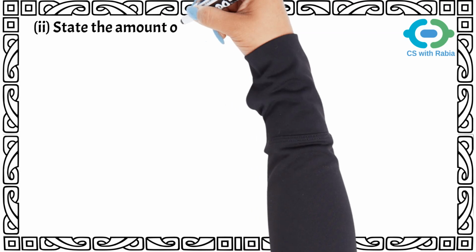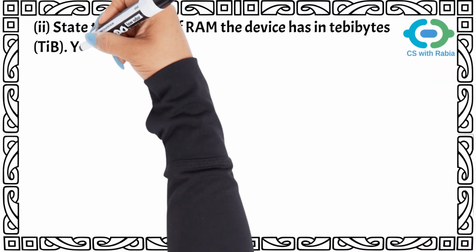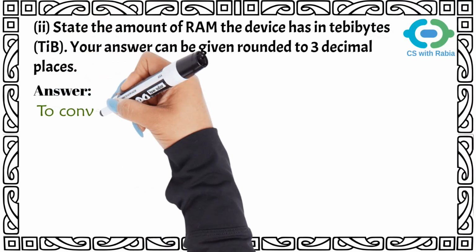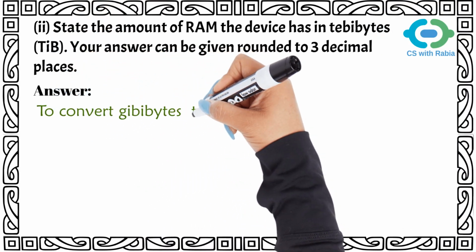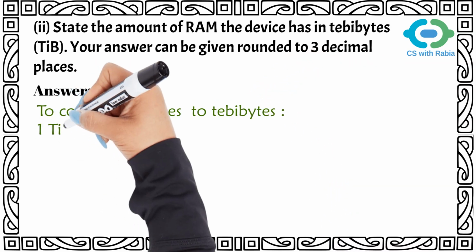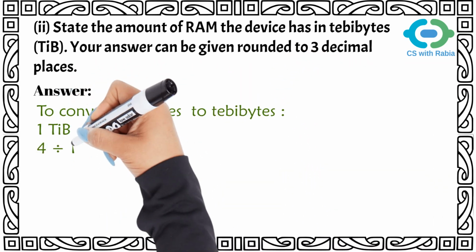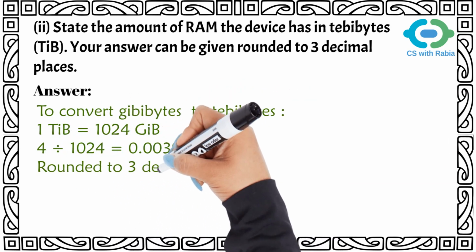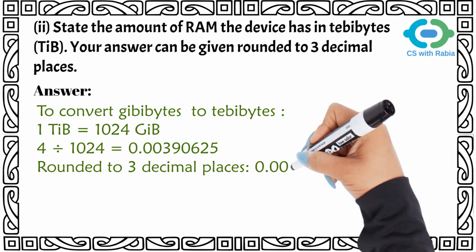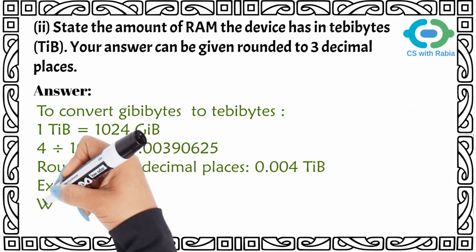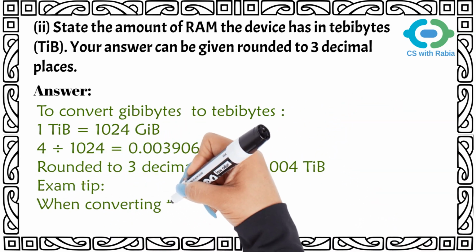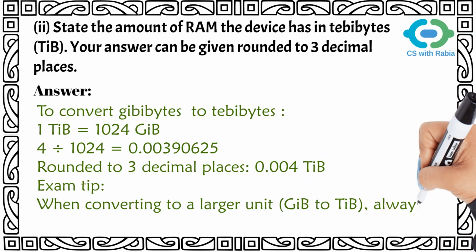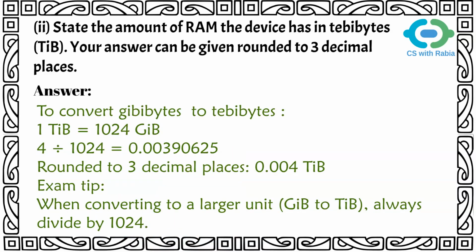State the amount of RAM the device has in TB. Your answer can be given rounded to 3 decimal places. To convert GB to TB, 1 TB equals 1024 GB. 4 divided by 1024 equals 0.00390625. Rounded to 3 decimal places, 0.004 TB. Exam tip. When converting to a larger unit, GB to TB, always divide by 1024.